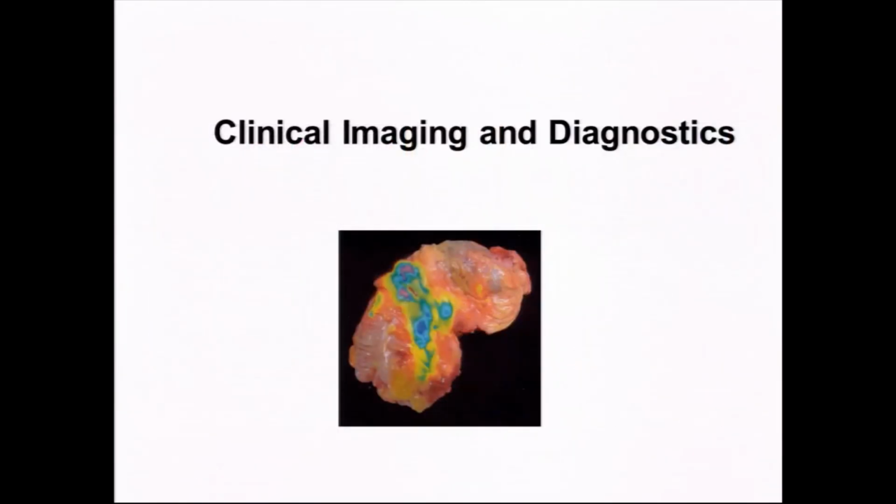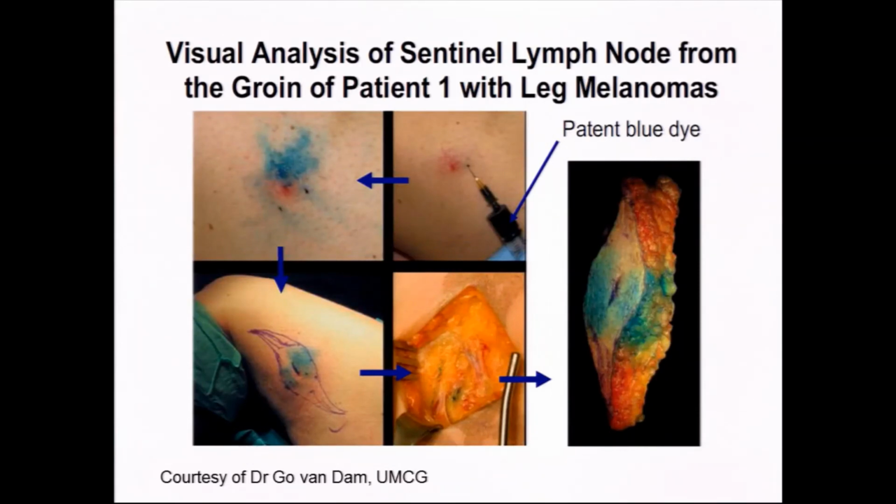And finally, because I'm running out of time, clinical diagnostics. Again, this is work by Go Van Dam. This is just showing you how we're also moving into clinical diagnostics using the imaging platforms. This is a patient that has cancer in the lymph nodes, and it's cancer in their groin. So what they've done is injected the patient with patent blue, which is the standard.